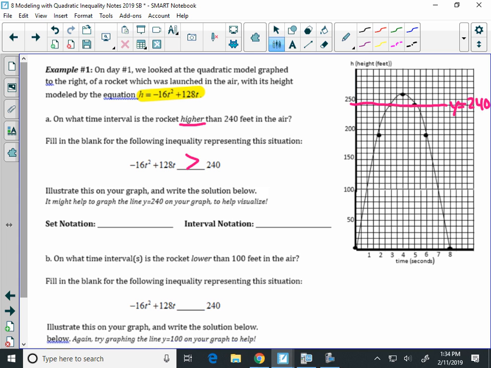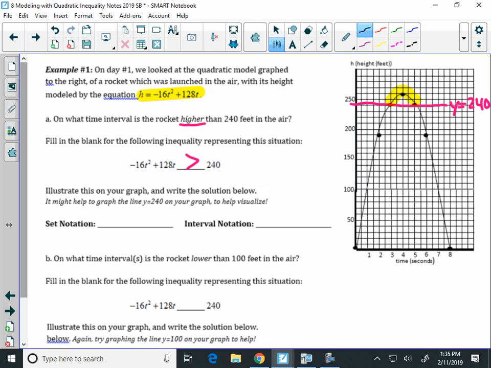We illustrated it on our graph. Now, this is similar to what we did last week. There's only this one little highlighted yellow section above that pink line. So when we do our interval in our solution here, will I have one part to the answer or two parts? One part.